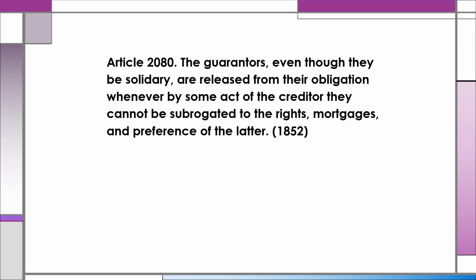So this is another way by which the guarantor can get out of his liability under the contract of guarantee. Paano yun? Sabi dito, whenever by some act of the creditor, they cannot be subrogated to the rights, mortgages, and preference of the latter. So, anong action halimbawa? For example, the creditor releases the mortgage or fails to register the mortgage. Then, the guarantor is released from his liability because in that case, he cannot be subrogated to the rights of the mortgagee in the event that he is made to pay for the debt of the debtor.